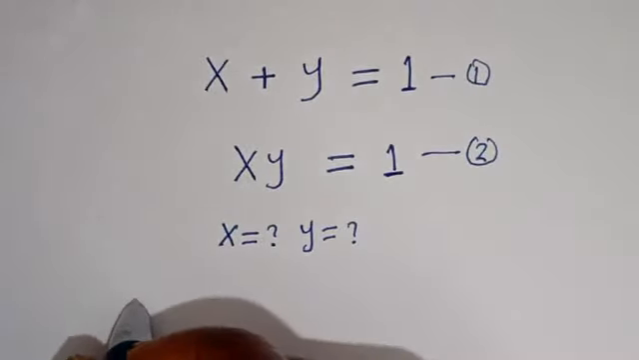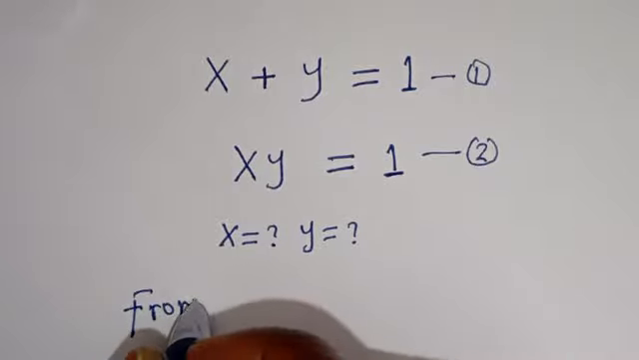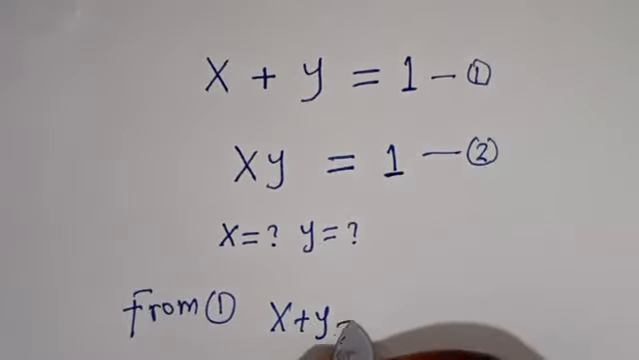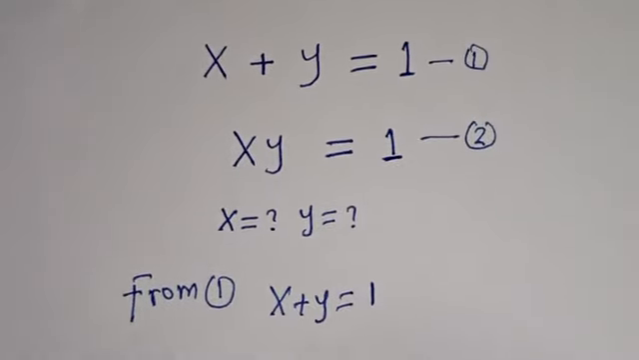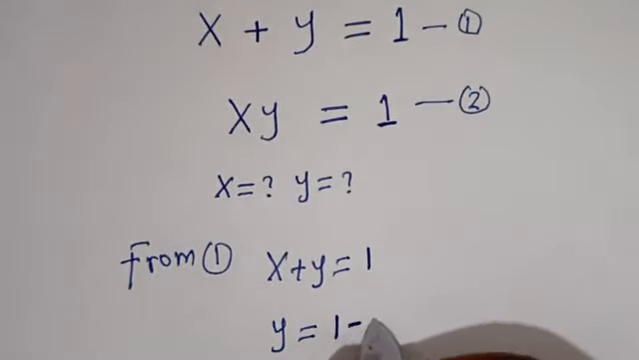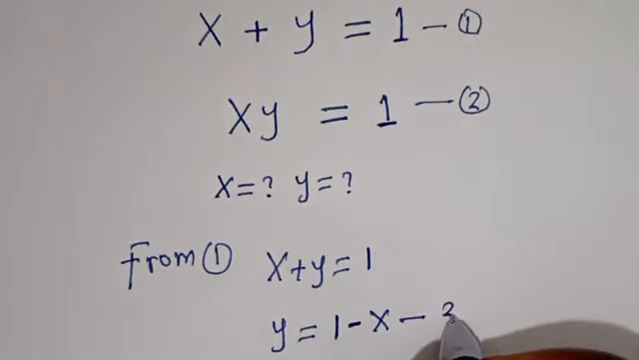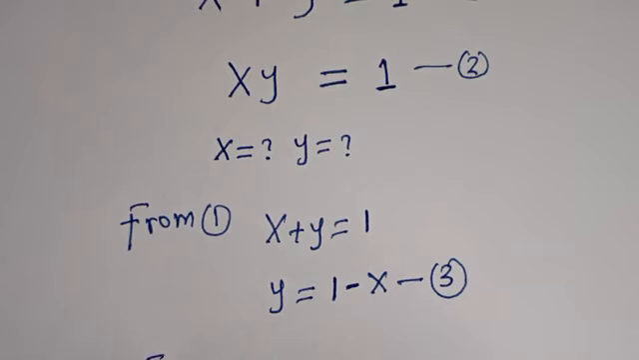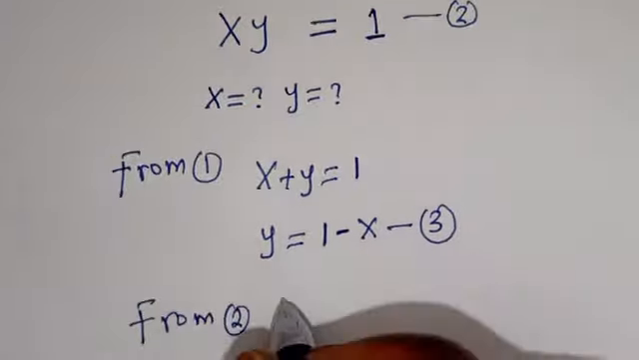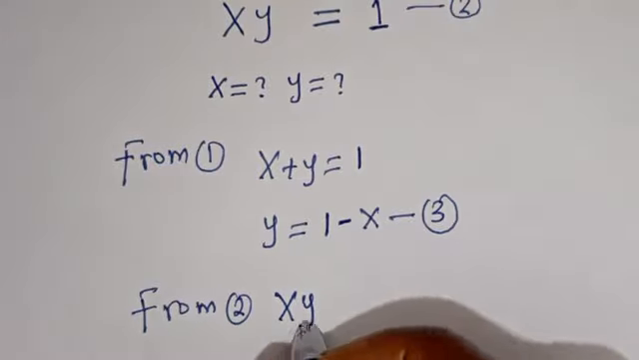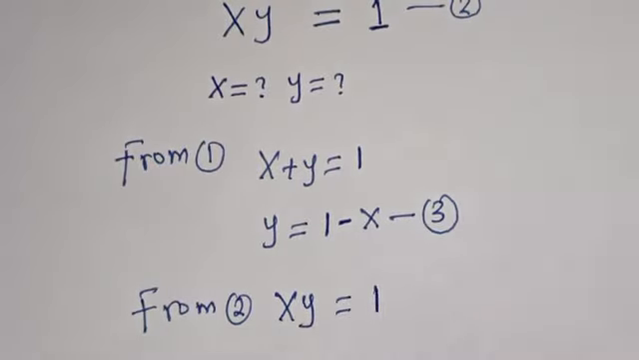From equation 1, we have x plus y is equal to 1. Then y is equal to 1 minus x. Let's call this equation 3. And from this equation 2, from 2, xy is equal to 1.